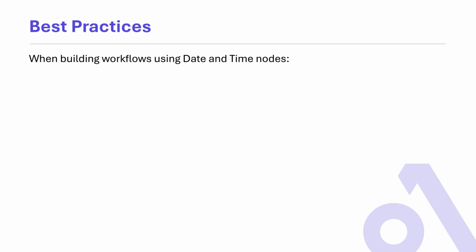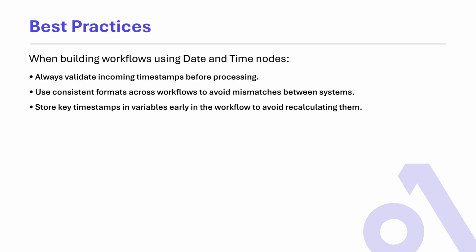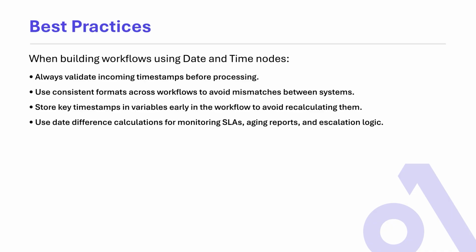When building workflows using date and time nodes, always validate incoming timestamps before processing. Use consistent formats across workflows to avoid mismatches between systems. Store key timestamps in variables early in the workflow to avoid recalculating them. Use date difference calculations for monitoring SLAs, aging reports, and escalation logic.